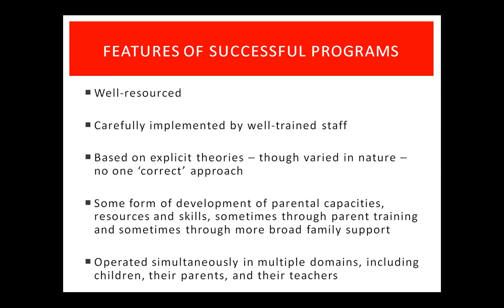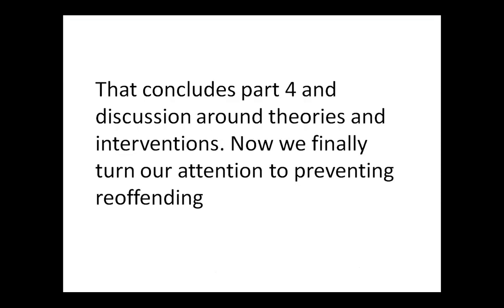So remember, if the children are working really well at school and getting all this training at school, but they're still going home to dysfunctional families, inconsistent discipline and all the other risk factors that we discussed, then it's not going to work. So it needs to operate simultaneously in multiple domains, including children, their parents and their teachers. Okay, that concludes part 4, where we discuss theories and interventions. And in the last part today, we are going to be turning our attention to preventing re-offending.